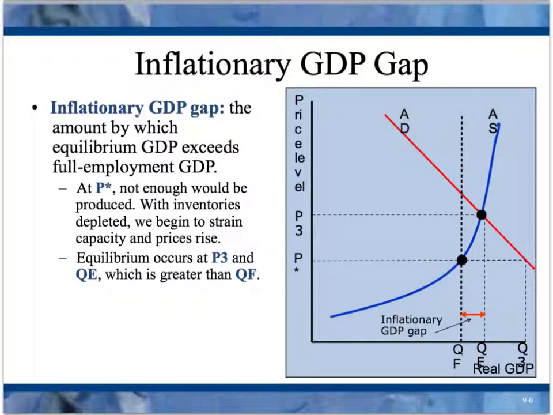Look at the inflationary GDP gap. In the inflationary GDP gap, the economy wants to spend at an output level which is higher than the full employment level. Inventories are going to be depleted. So what's going to happen? The prices of goods and services are going to increase, and there is going to be pressure on prices, which will create inflation.